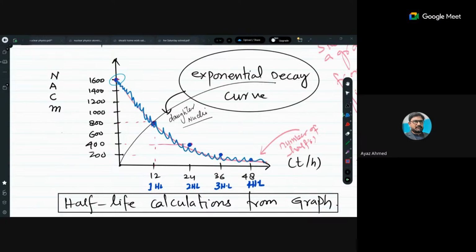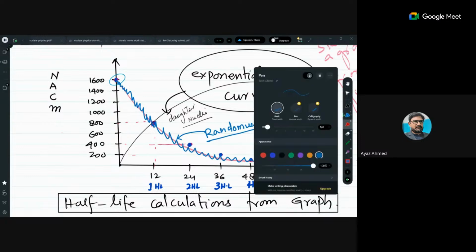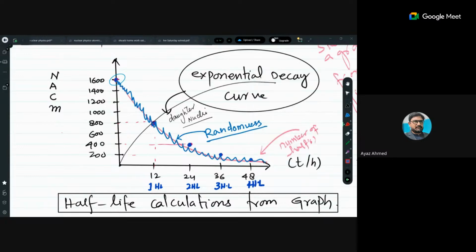You cannot have a smooth curve. You will have some fluctuations, and this fluctuation, this abnormal behavior, is the evidence of randomness. Okay, remember one thing. Then I told you that there is one more graph you have to know.